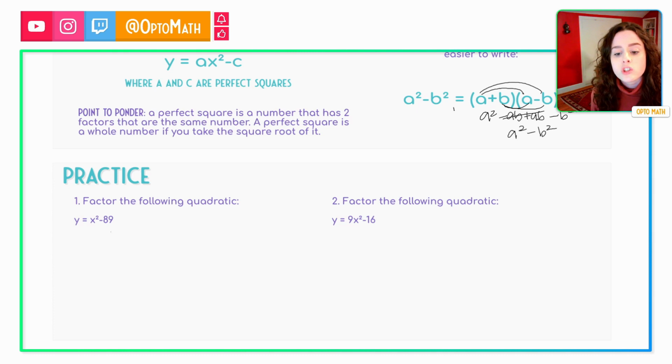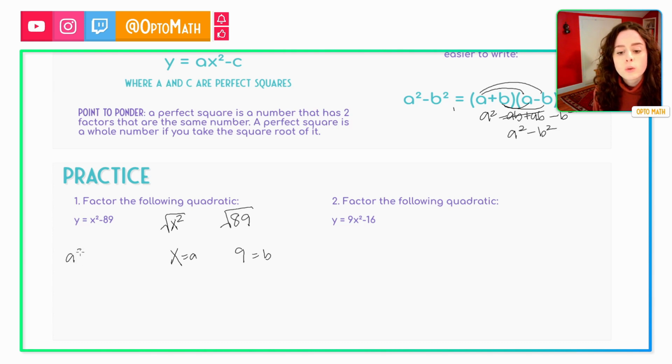We want to factor this quadratic that's x squared minus 81. So the question is, is x squared a perfect square, and is 81 a perfect square? So what is the square root of x squared? That's just x, okay? And what's the square root of 81? That's 9. So they are perfect squares. So these are the a and the b that we need for our formula.